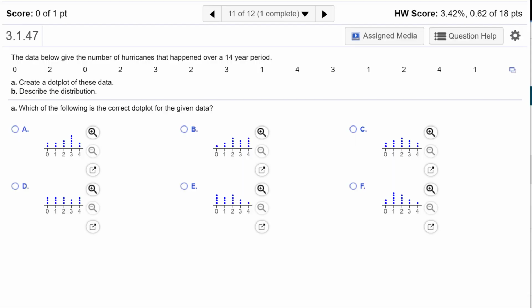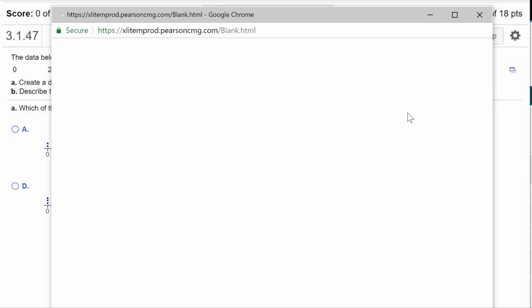The data below give the number of hurricanes that happened over a 14-year period. Create a dot plot of the data and then describe the distribution. So let's go ahead and let StatCrunch create the dot plot, because in reality, this is what you would actually do.